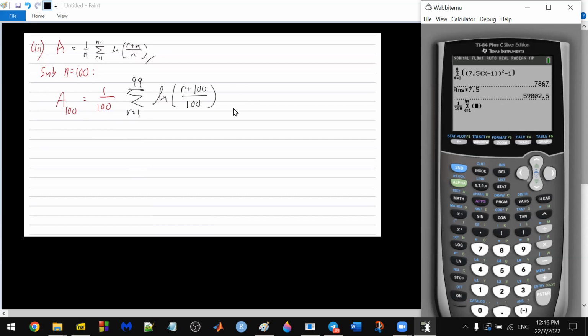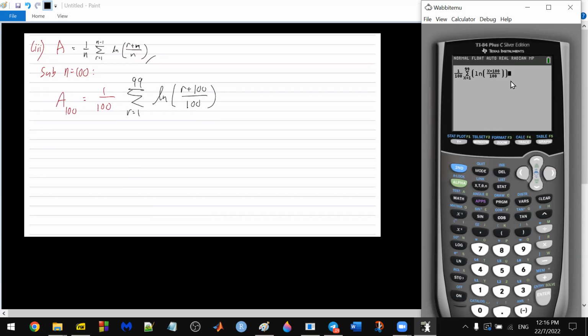What do you type in? Type in whatever you see here. ln of (R plus 100 over 100). So you just go to ln. Alpha y equals 1 for fraction, R plus 100, so X plus 100. Divide by 100. Close the bracket. Oh, actually don't need to close the bracket, sorry. Syntax error, press down, then press down to number 2, press enter. It will automatically bring the cursor to the place that there's an error.